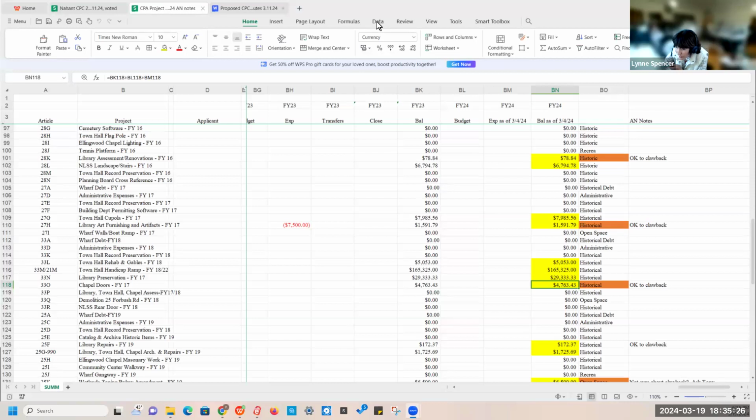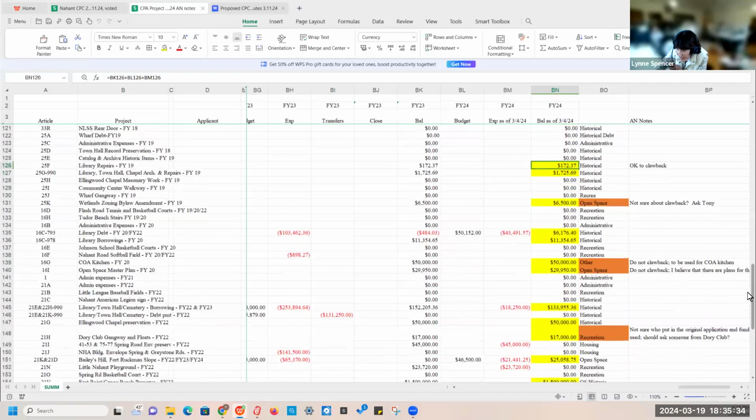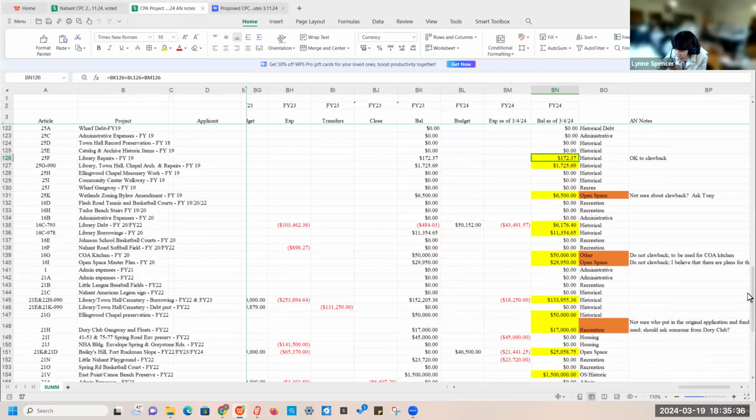The next one down is $172.37. Again, it's library repairs. I hadn't marked it, but Allison has marked it as okay to claw back. I think what happens with these really small amounts of money, it's hard to draw down for a project in a coherent way. I suspect that is part of what's behind that. Anyone have an objection to adding that to the clawback list?